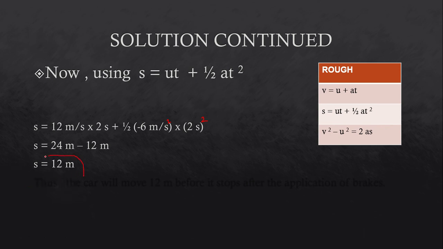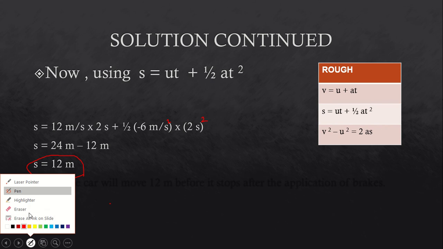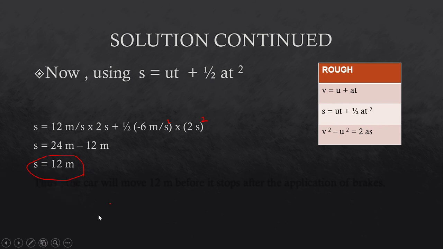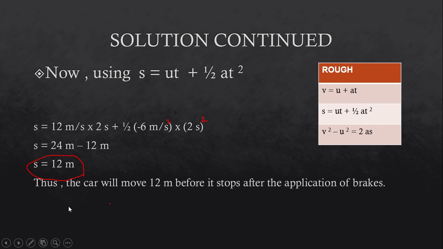So have you noticed in what manner we have calculated the distance covered? We have used two different steps to find out the value of s. So sometimes you need to take help of two different equations to come to the final answer, right? And this way you can solve the numericals very easily. And thus you can say in this particular question, the car will move 12 meter before it stops after the application of brakes.